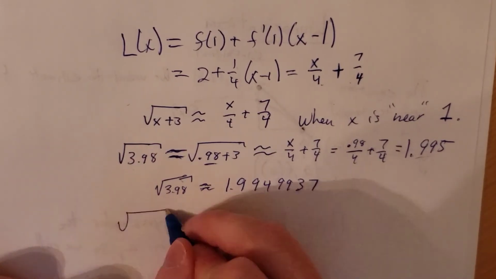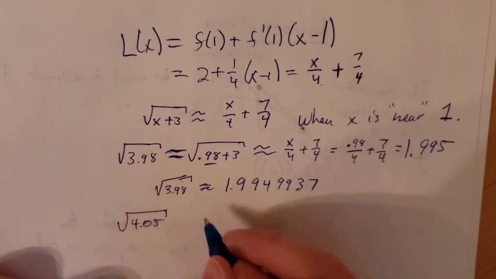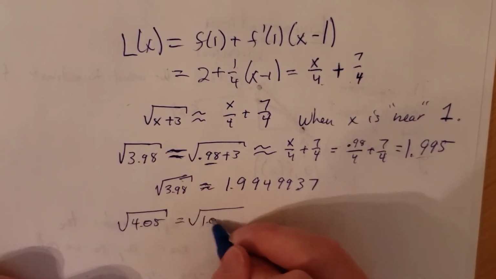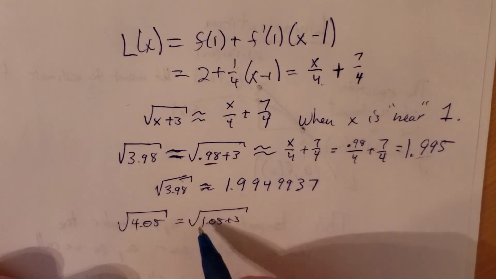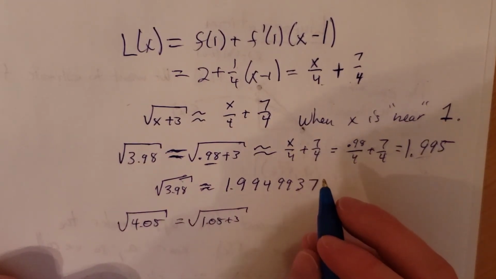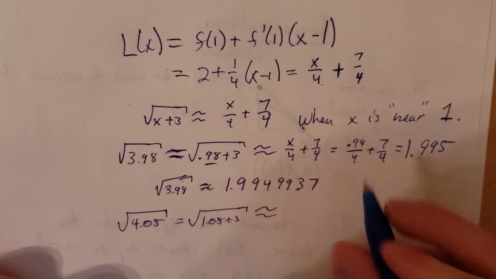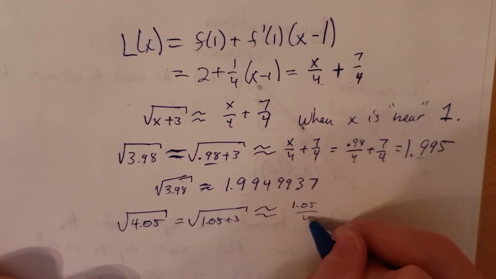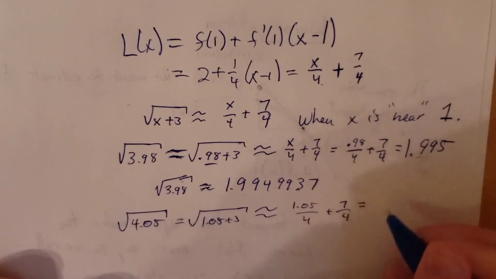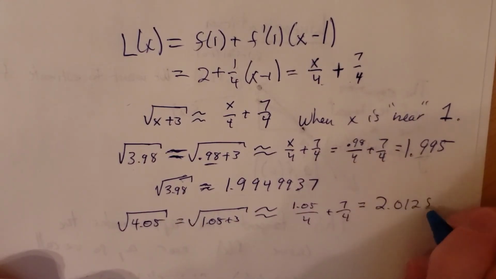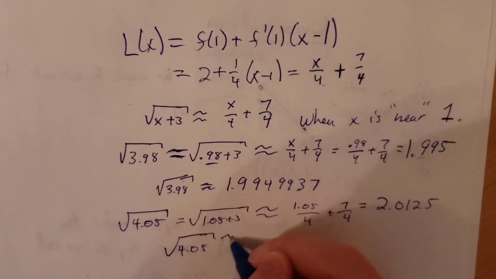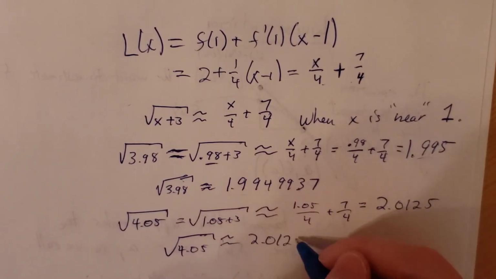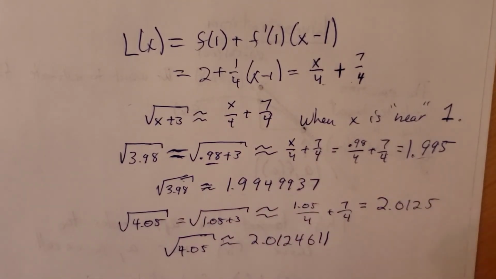Let's go ahead and do the same thing for the square root of 4.05. Well, this is equal to 1.05 plus 3, the 4.05 is. So the square root of that is just equal to the square root of 1.05 plus 3, which tells us our linear approximation then is 1.05 over 4 plus 7/4, which is equal to 2.0125. The actual value of the square root of 4.05 is 2.01246111, or at least when rounded to this many decimal places it is.